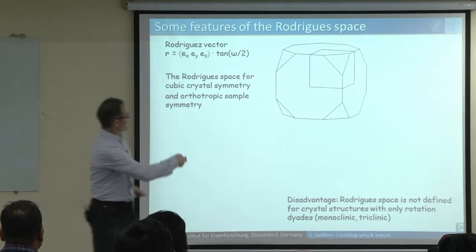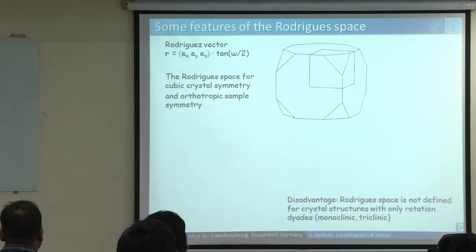And therefore this cube has a funny shape, and when you then reduce it even to orthotropic sample symmetry, it is not a cube with cut corners anymore, it reduces to this funny feature here. And that is then the smallest space in which you can define every orientation uniquely once. So it looks a bit strange, but it's easy to handle.